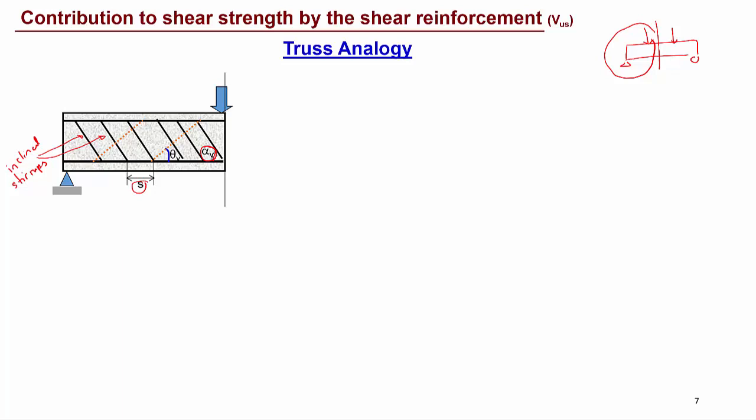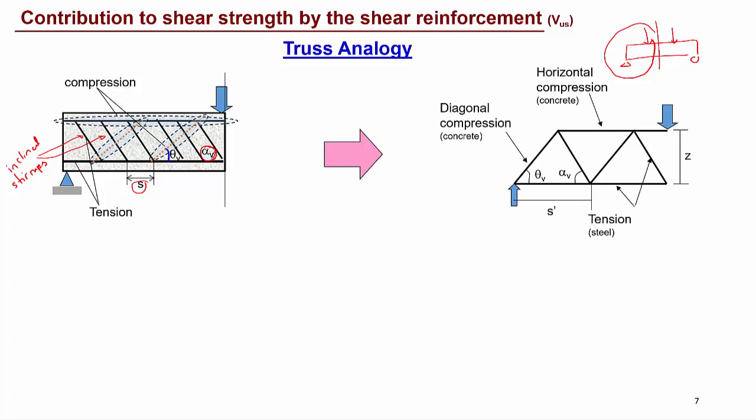Now we can simplify this system using a truss analogy. In this system, the bottom reinforcement is in tension, and the inclined stirrups are in tension as well. The concrete in compression at the top can also take some compressive stresses, as well as the diagonal compressive struts. So we have the tension members and the compression members together, and we can simplify it as a truss like this.